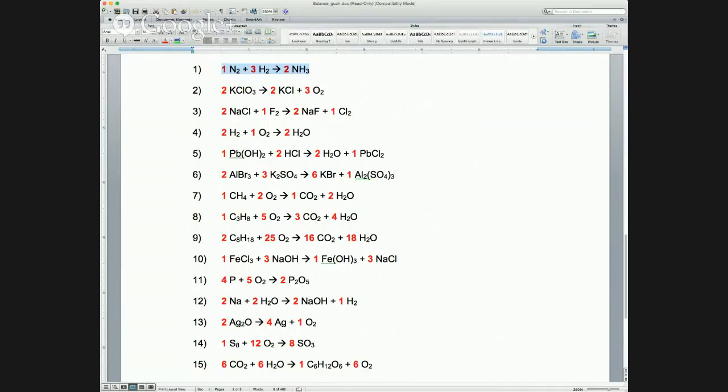For number 2, the key to this one is that there are 3 oxygens on the left and 2 oxygens on the right. So you've got to get them both to be 6, which is why you've got the 2 and the 3. And once you've done that, and the 2 KCls and 2 KCls, you're done.